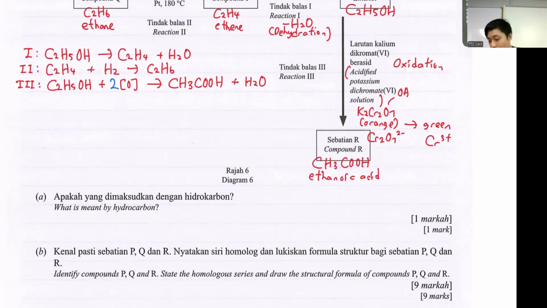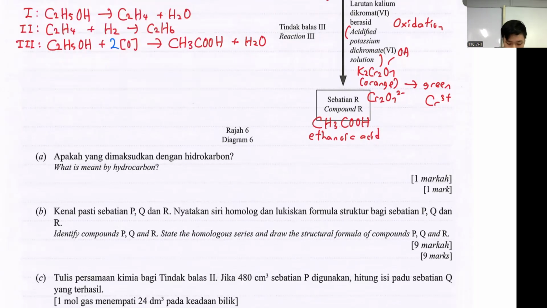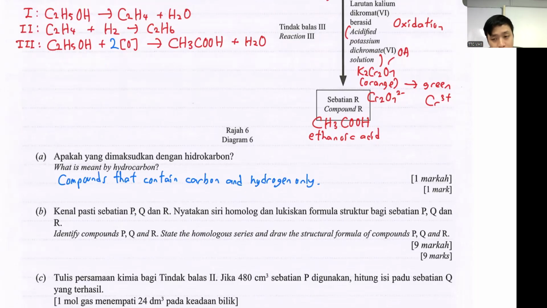Okay. Meaning of hydrocarbon? You can say compounds that contain carbon and hydrogen only. Carbon and hydrogen only. Now this one: identify compounds P, Q, R, state the homologous series, and draw structural formula. See, 9 marks. Okay, so easy in your hand, if you know how to analyze.